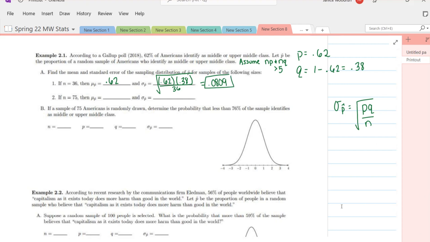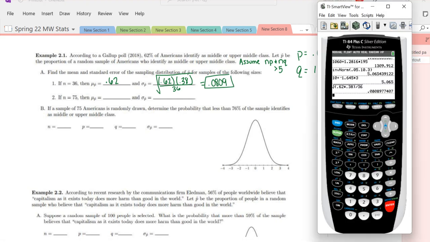And I just like to check one step at a time because I want to make sure the calculator has it correct. So 0.62 times 0.38 divided by 36, and then the square root of that. Okay, I get the same thing. So you can put it in as long as you put the parentheses around the numerator there.